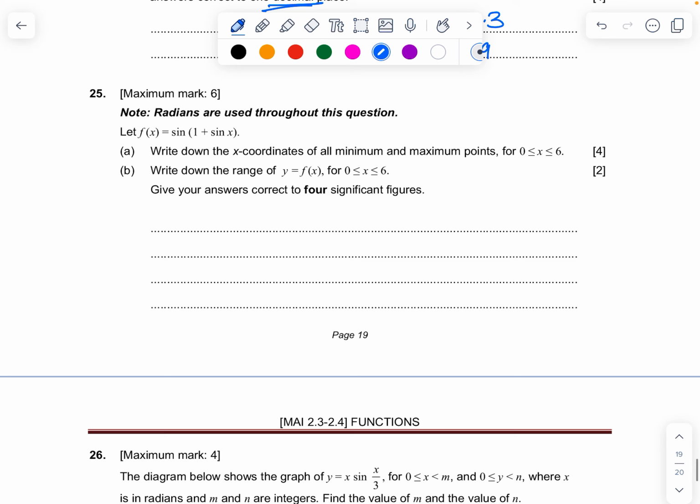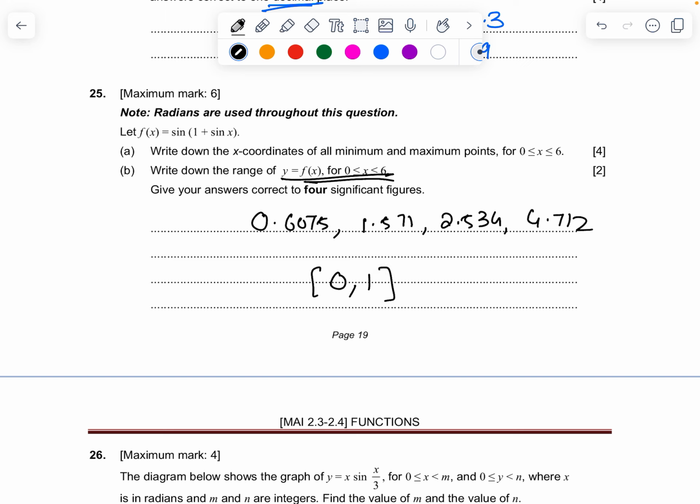Question number 25. Write down the x coordinates of the maximum points and the minimum points. Maximum points and minimum points are occurring, from the GDC, at 0.6075, 1.571, 2.534, 4.712. Write down the range. You see the range should be between 0 to 1. Write down the range and give your answers in 4 significant figures.